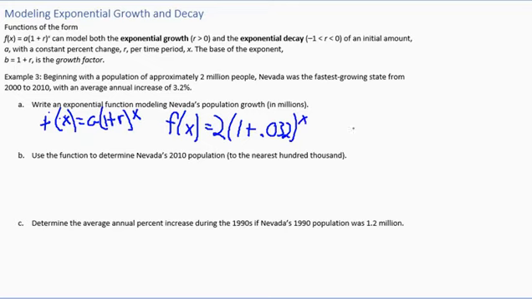And so our function is f of x equals 2 times 1.032 to the x power. So that is the exponential growth function. And then in step B, it's saying use the function to determine Nevada's 2010 population to the nearest 100,000.